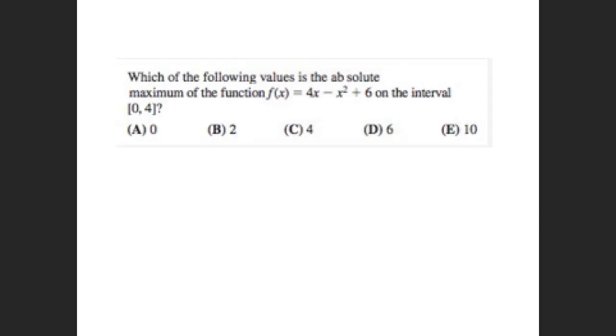All right, so now this is a type of problem that I would give you. It says, which of the following values is the absolute maximum of the function 4x minus x squared plus 6 on the interval from 0 to 4? The first thing I'm going to do is rewrite it in standard form. So f of x is equal to negative x squared plus 4x plus 6.